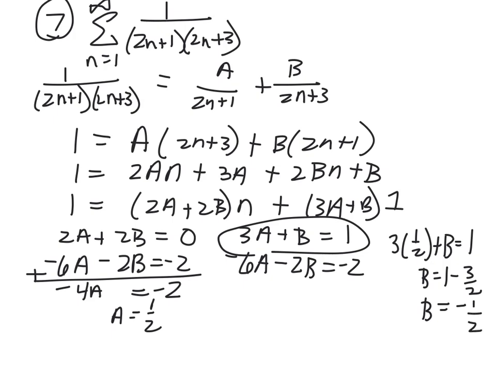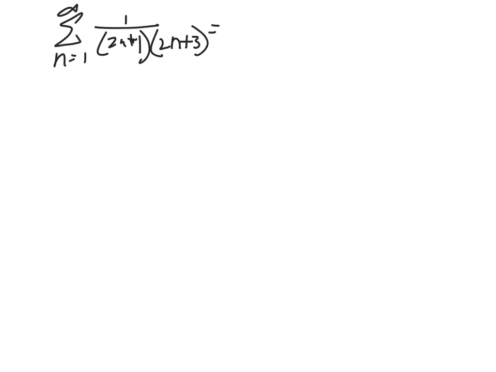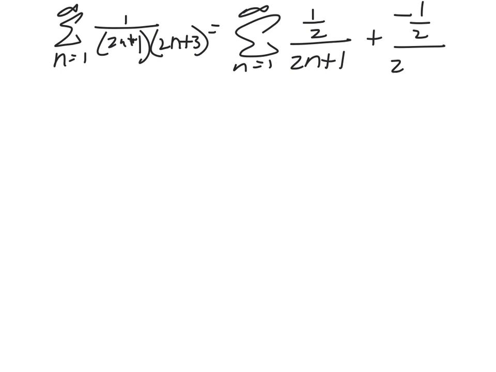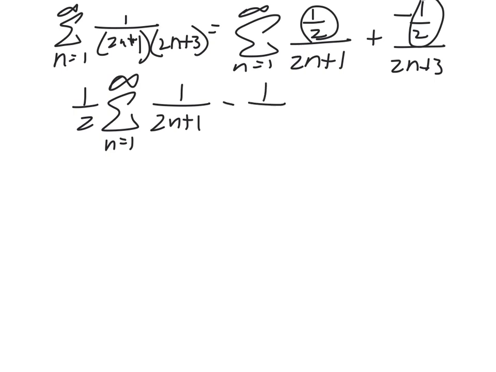Okay, so moving on to the next screen. The sum from n equals 1 to infinity of 1 over 2n plus 1 times 2n plus 3 is equal to the sum from n equals 1 to infinity of a, which we got 1/2 for a, over 2n plus 1, plus b, which is negative 1/2, over 2n plus 3. Now, in sums, you can pull out a constant just like you can in integrals. So 1/2 can come out in front. And then I'd have 1 over 2n plus 1 minus 1 over 2n plus 3.